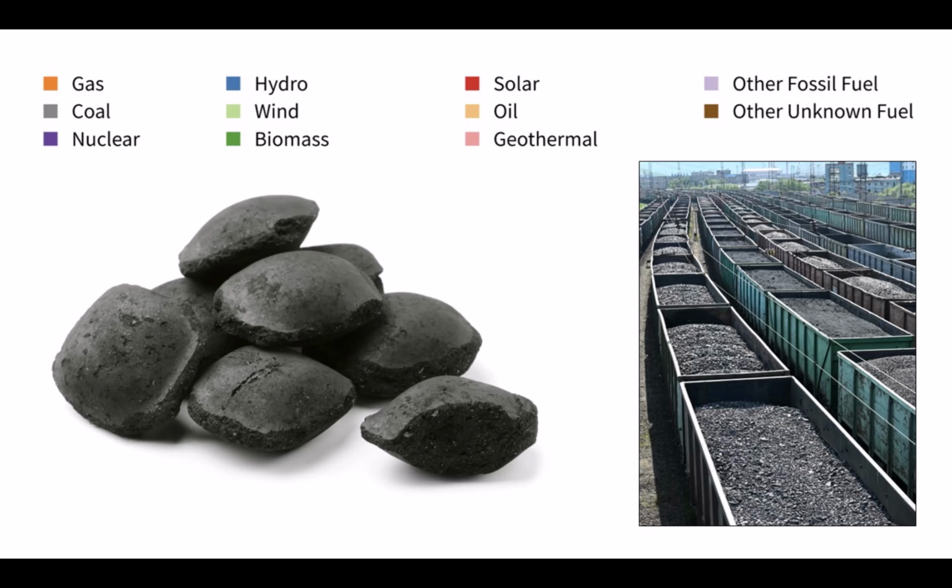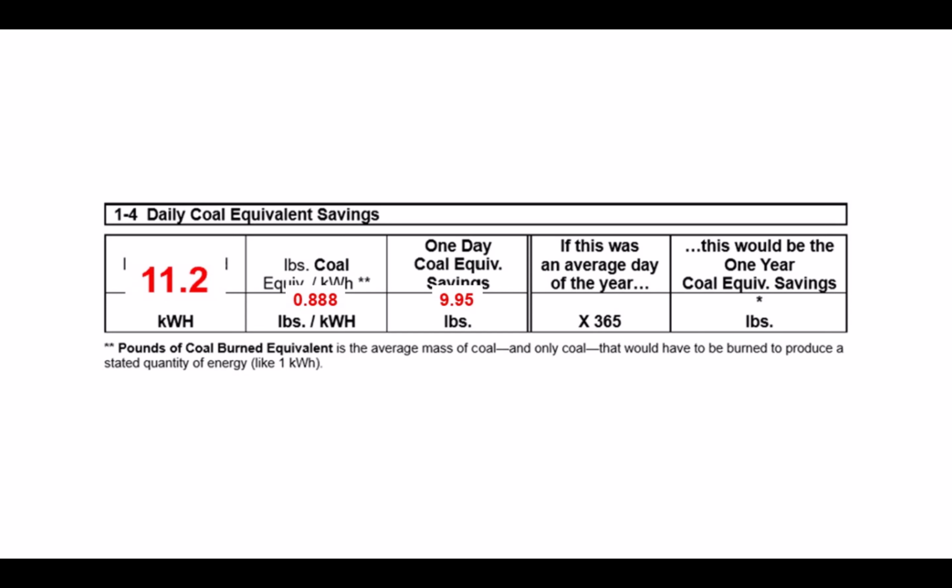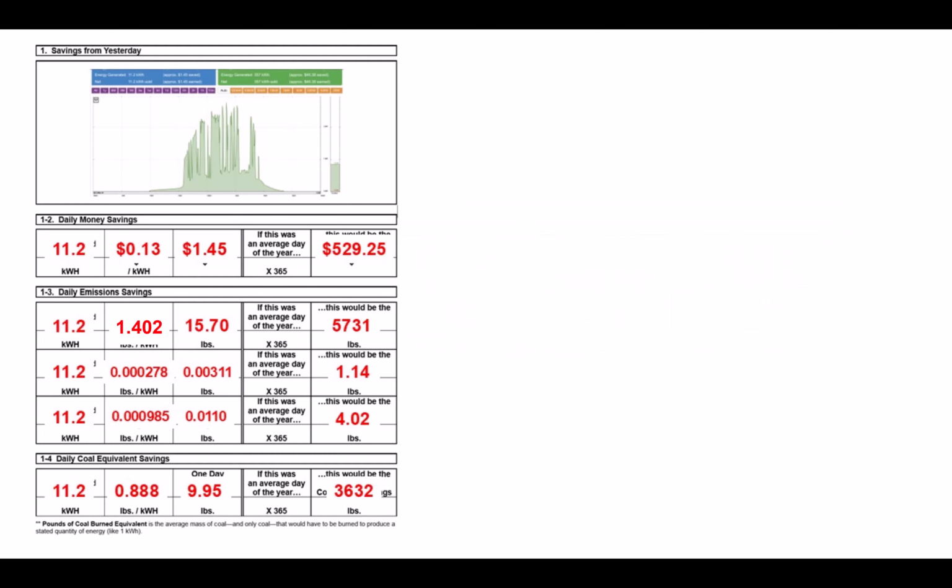You may have held charcoal briquettes in your hands. You have a reference point for it. So take yesterday's one-day coal equivalent savings and multiply it by 365 days. The quantity you get would be the 1-year coal equivalent savings if yesterday was an average day of solar PV production. It's worth taking a moment to appreciate these numbers.